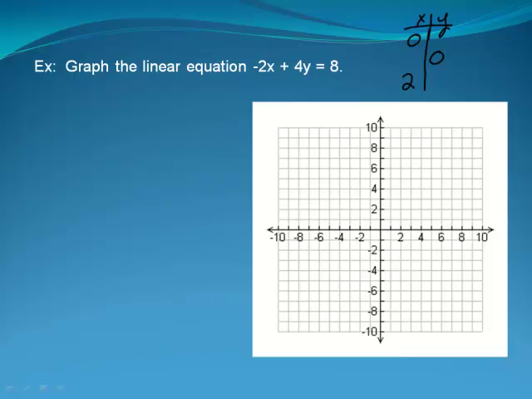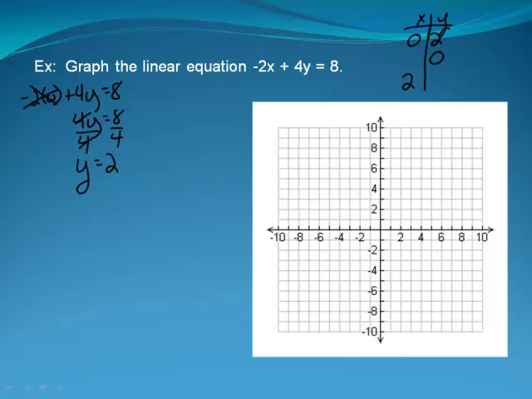Okay, so let's start with that first point. We're going to let x be 0. So we've got negative 2 times 0 plus 4y equals 8. Negative 2 times 0 is gone, so we're left with 4y equals 8. If we divide both sides by 4, y is equal to 8 divided by 4, which is 2. So when x is 0, y is 2. So we put that in our table.